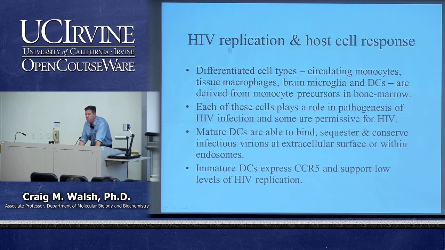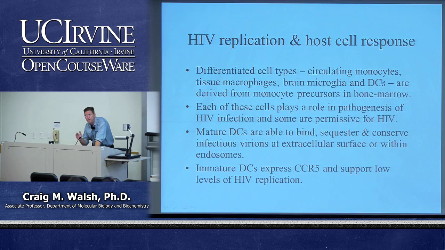All right, so let's talk a little bit about the host response and replication. So basically, infection occurs in various differentiated cell types, and we talked about macrophages. That's also true for circulating monocytes that haven't committed yet to the macrophage phenotype. This also happens in the brain, in cells that are called microglia, which are essentially cells that are kind of like macrophages. They're part of the innate immune response inside of the brain.